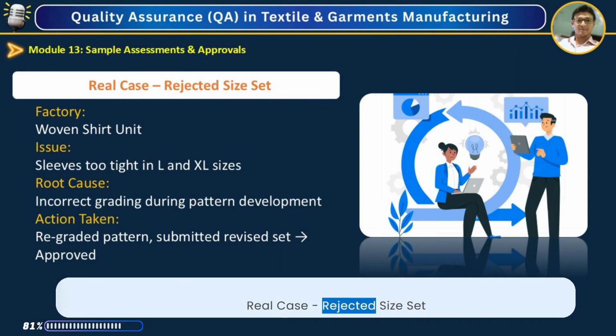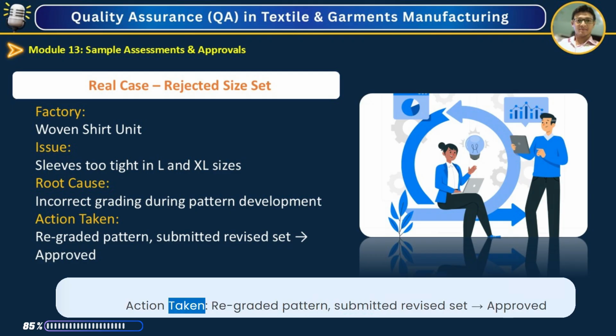Real case: rejected size set. Factory: woven shirt unit. Issue: sleeves too tight in L and XL sizes. Root cause: incorrect grading during pattern development. Action taken: regraded the pattern, submitted a revised set, approved.